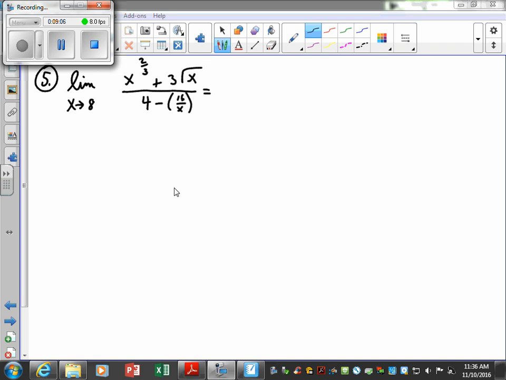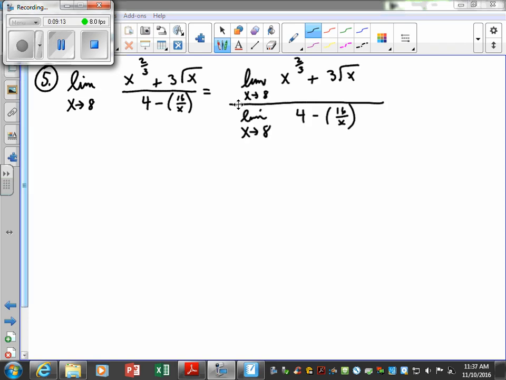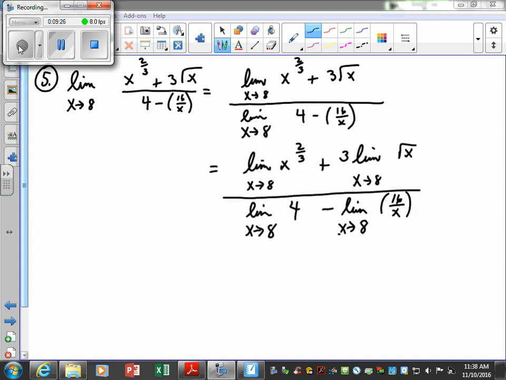Okay, using our limiting techniques, we can rewrite this as the limit of the numerator divided by the limit of the denominator. Using our techniques, we can also do the sum of the limits. The limit of the sum is the sum of the limits, so we can break this term and this term. And then in the denominator, you can break this term and this term. Okay, so we rewrote that. Also, I pulled the constant 3 out front. I didn't make a separate step for that. And we're not going to break this one down again just yet.